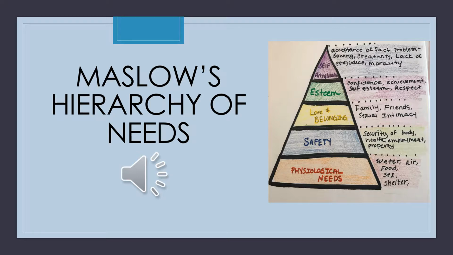This photograph is an example of Maslow's hierarchy of needs pyramid. It has 5 basic elements. It starts with the physiological needs and moves its way up to safety needs, love and belonging needs, the esteem needs, and the self-actualization needs.